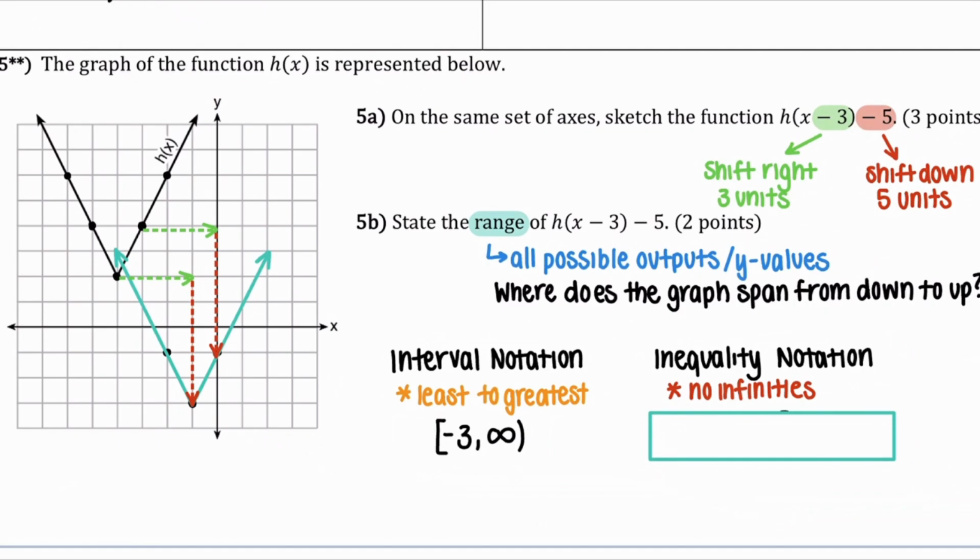Now when we use inequality notation, it's in the name itself, we have to describe it using inequalities. Since we're talking about the values of y here, and y's smallest value is -3 and it could be anything above -3, we can simply say that y is greater than or equal to -3. So either one of these answers will give us full credit on the test.